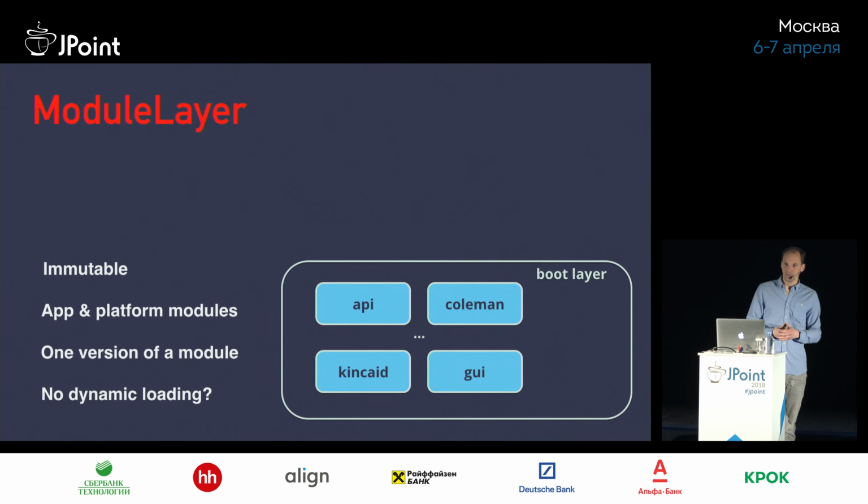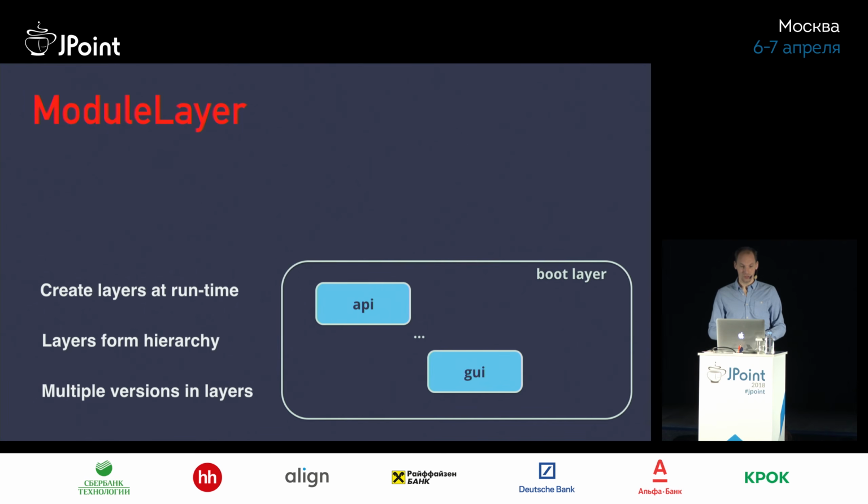But a layer in the module system is immutable. And it contains your application modules, and it contains the platform modules from the JDK. It can also only contain a single version of a module at the same time. So this sort of seems to imply that dynamic loading is not possible, right? Because you cannot add anything to an immutable layer.